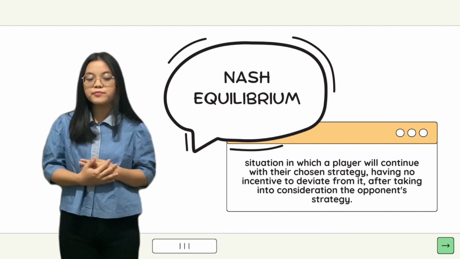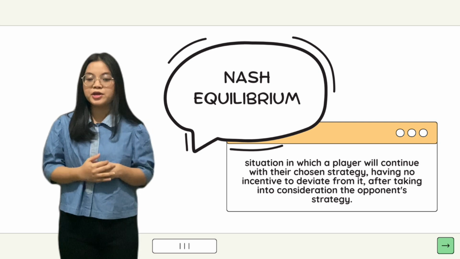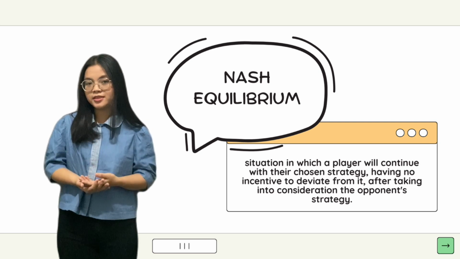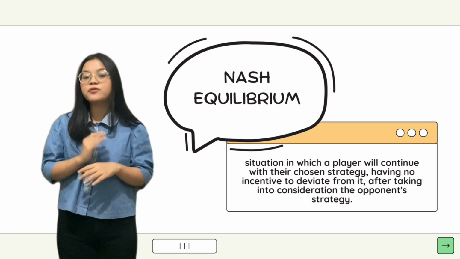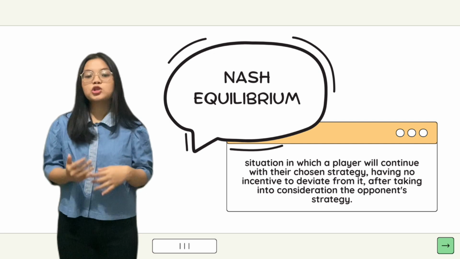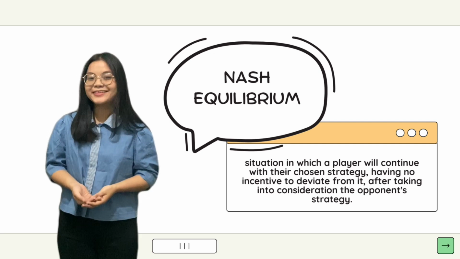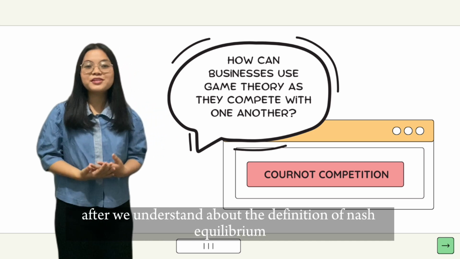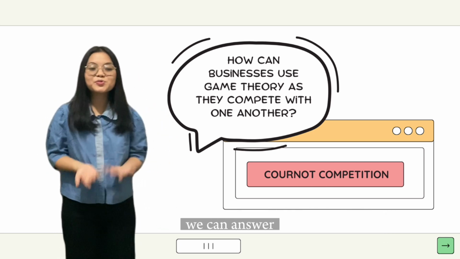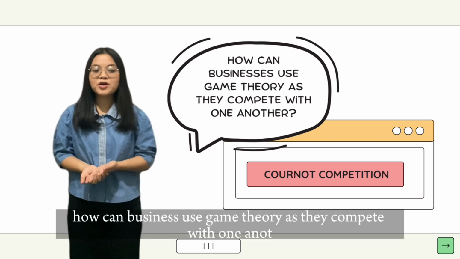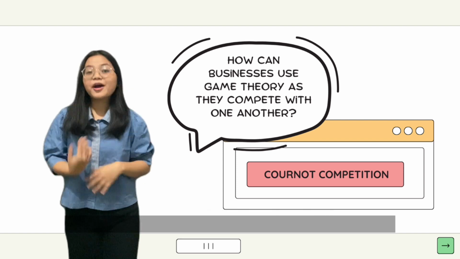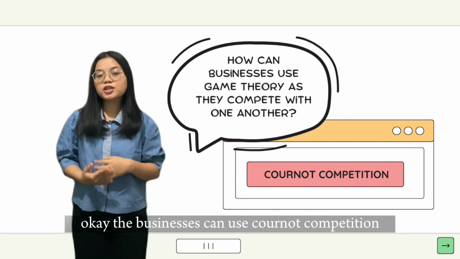The definition of Nash equilibrium is a situation in which players will continue with their chosen strategy, having no incentive to deviate from it, after taking into consideration the opponent's strategy. After we understand the definition of Nash equilibrium, we can answer how businesses can use game theory as they compete with each other. Okay, businesses can use Cournot competition.